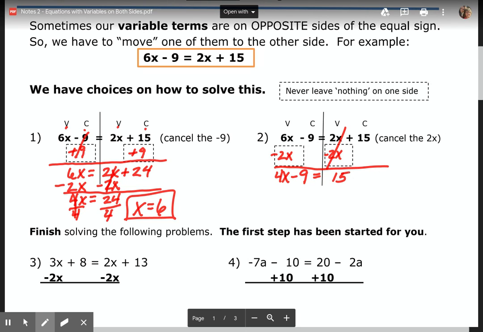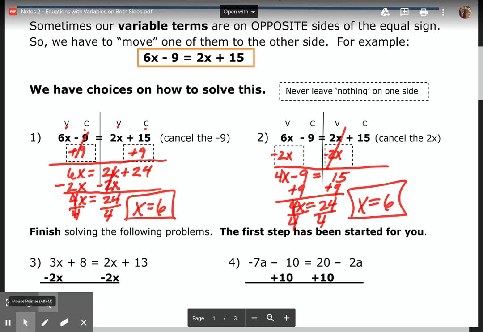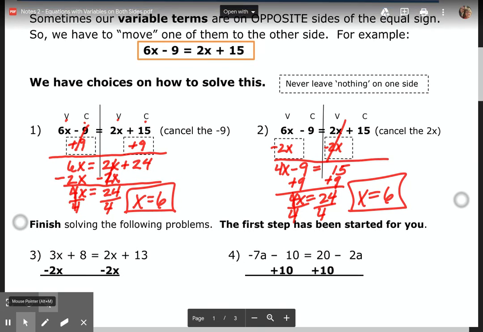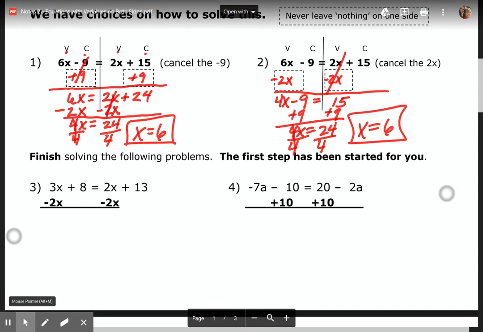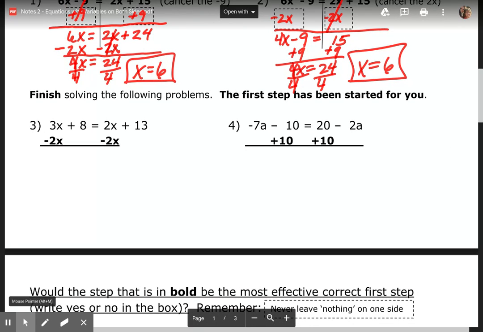So this is just like solving the 2-step from notes 1. I'm going to add 9 to both sides. So I get 4x equals 15 and 9 is 24. Divide by 4. And our x is 6 once again. So 1 and 2 are the same problems. I just work them a little bit differently. And it does not matter which way you decide to work it out. As long as they're balanced, you can pretty much just do anything.